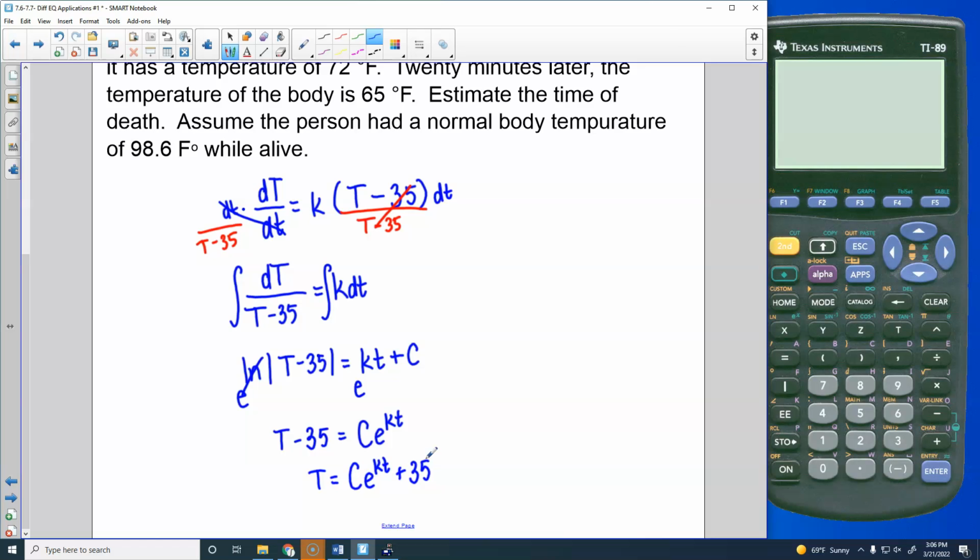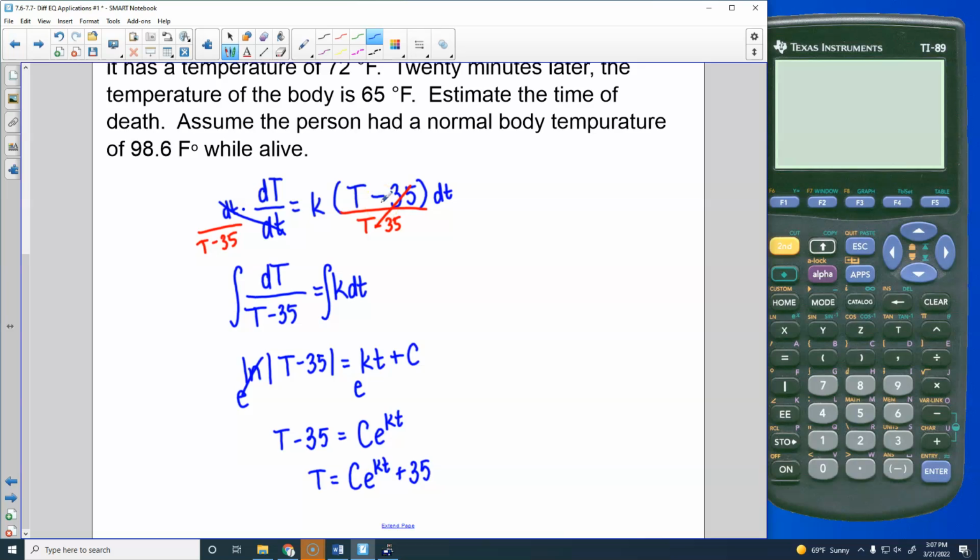I think you'd probably be okay if you skipped to this. Most of the time, when you see Newton's law of cooling, they may give you the differential equation from the beginning. Otherwise you would have to show those steps. If it was just the T, we'd skip straight ahead.